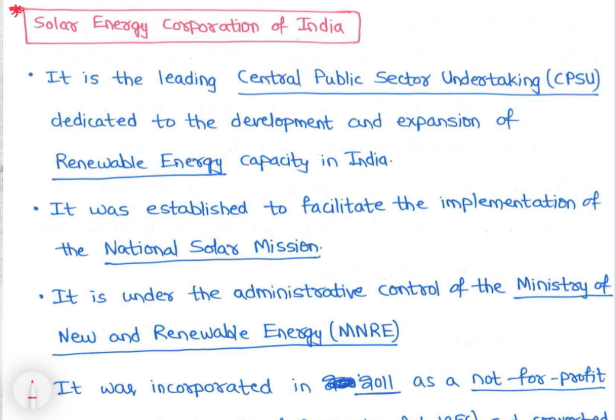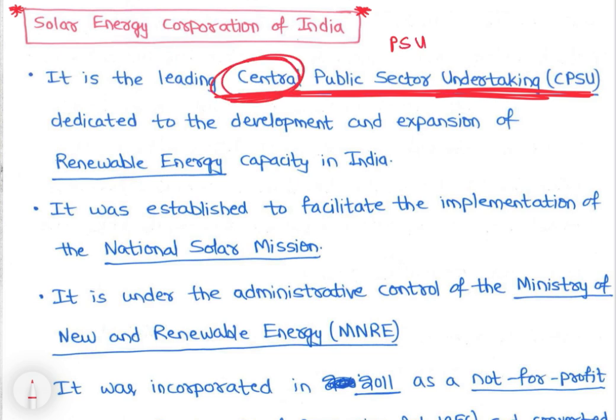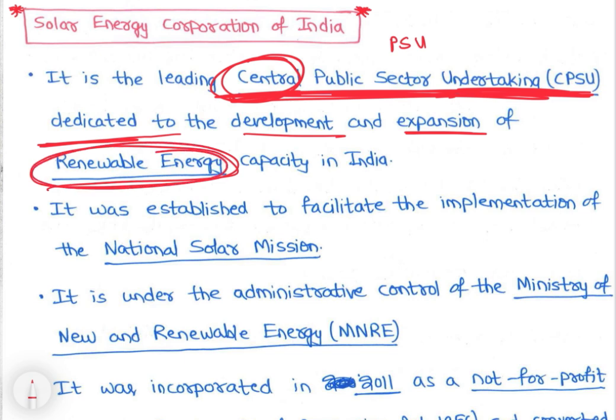See, again very important question, कभी भी आ सकता है, right? Solar Electricity Corporation of India पे ही question आ सकता है. So now what is Solar Electricity Corporation of India? ये basically Central Public Sector Undertaking है, Central PSU, basically Central Government का company है, right? Dedicated to the development and expansion of renewable energy capacity of India, right?